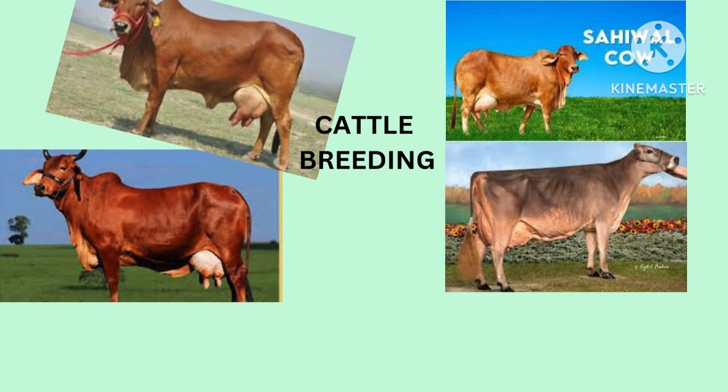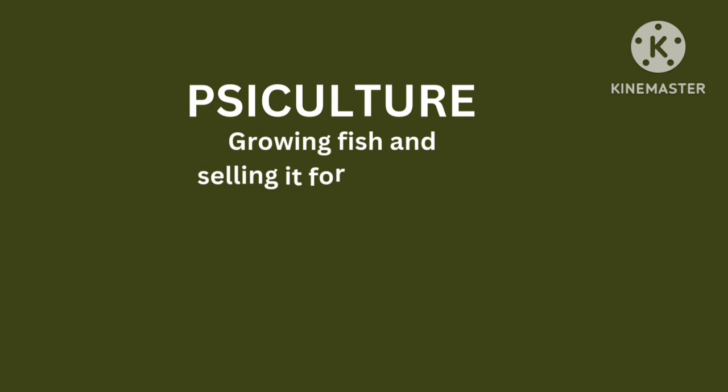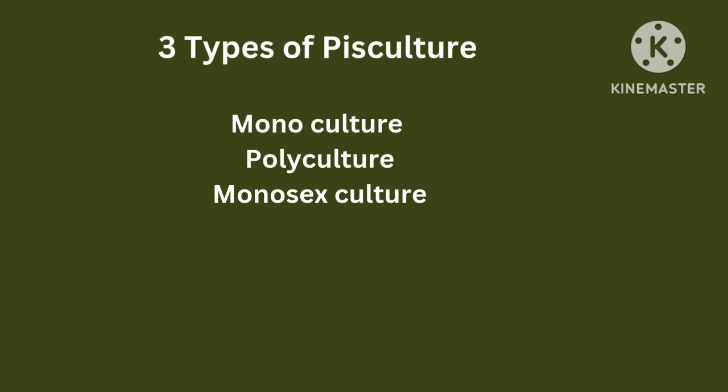farm for agricultural purposes. Indian breeds like Red Sindhi and Sahiwal, and Jersey, are reared for disease resistance and draught labor, and many hybrids are also reared in India. These hybrids are mostly for high yield and disease resistance. These varieties help us enhance the quality and quantity of milk. These are the advantages of cattle farming.